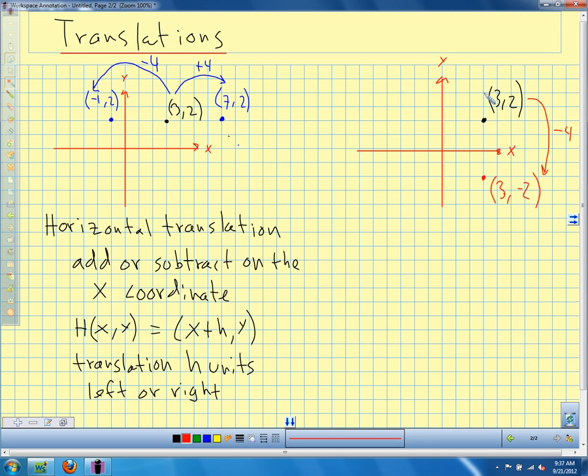And if I go up here, and this is at 3, 6. What changed between the black coordinate and the red coordinate? The y changed by 4. So to go up or down, and we call that a vertical translation, we add or subtract on the y coordinate.